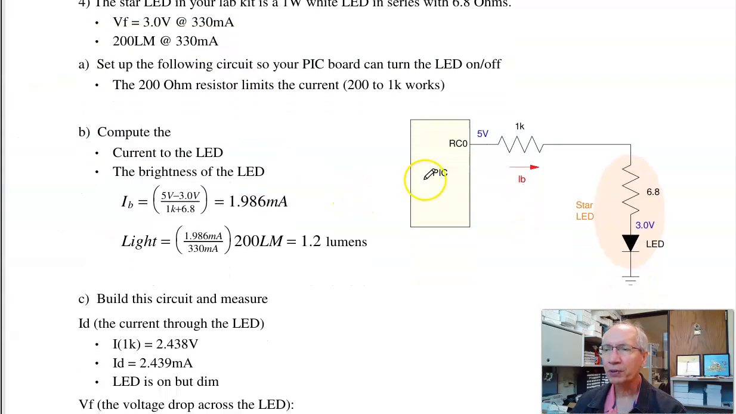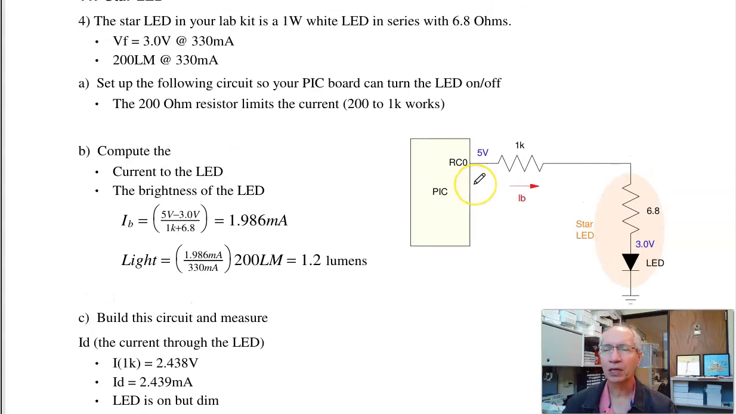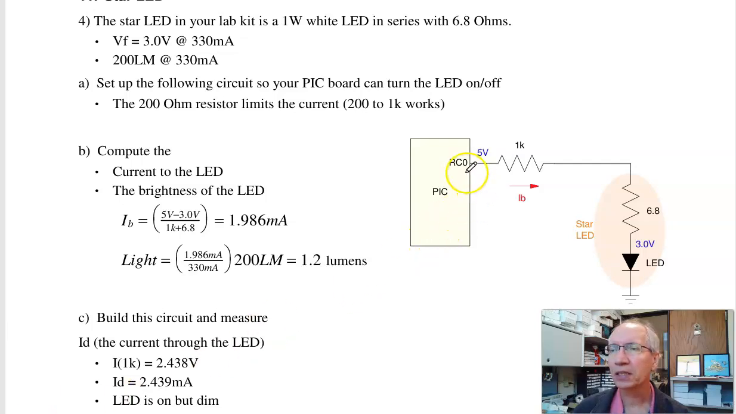If I want to drive it directly with a PIC, the star LED actually draws 330 milliamps when powered at 5 volts. The PIC can't drive 330 milliamps. For the PIC to drive it, I need to drop the current, so make it less than 25 milliamps. That's what this resistor does. This could be anything between like 200 ohms and 1K. Actually 100 ohms works. I just chose 1K because I had one lying around.